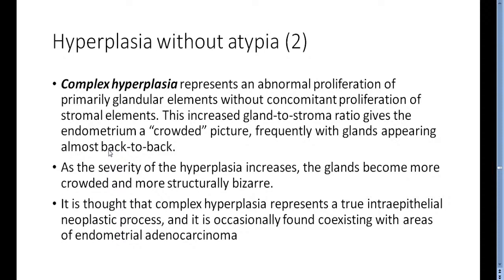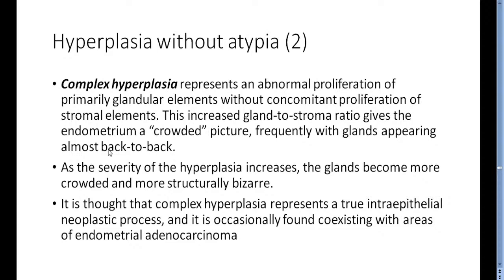Complex hyperplasia usually represents abnormal proliferation of primarily glandular elements without concomitant proliferation of stromal elements. This increased gland-to-stroma ratio gives the endometrium a crowded picture, frequently with glands appearing almost back-to-back. As the severity of hyperplasia increases, the glands become more crowded and more structurally bizarre.